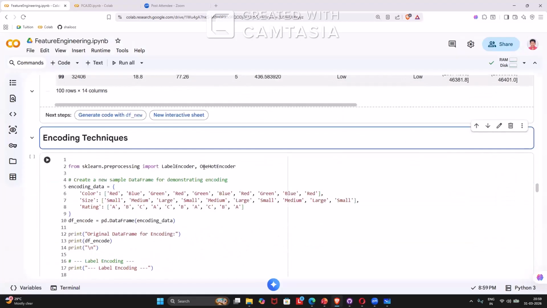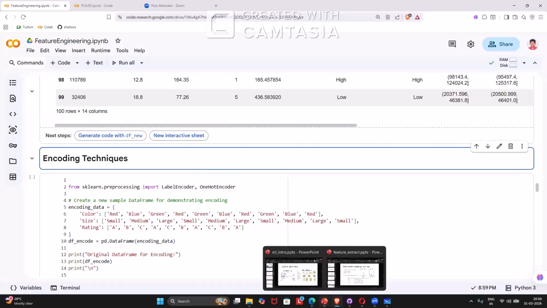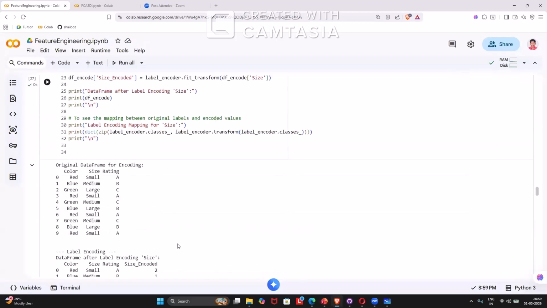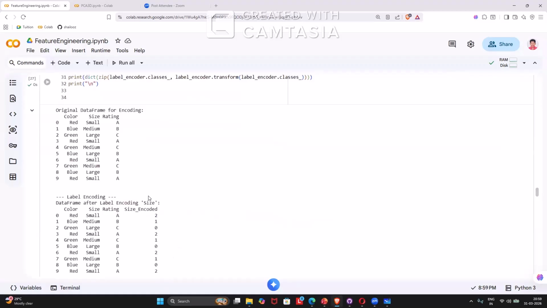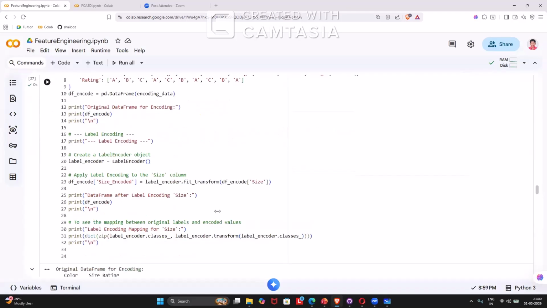Now, this is a very important one, the encoding technique. We usually do three different kinds of encodings. The first one is label encoding. Here we have red, blue, green, blue, red, green, blue, red, and these are all categorical values. Whenever there is a categorical value, we have to convert it into a numerical one, and we use the label encoder.